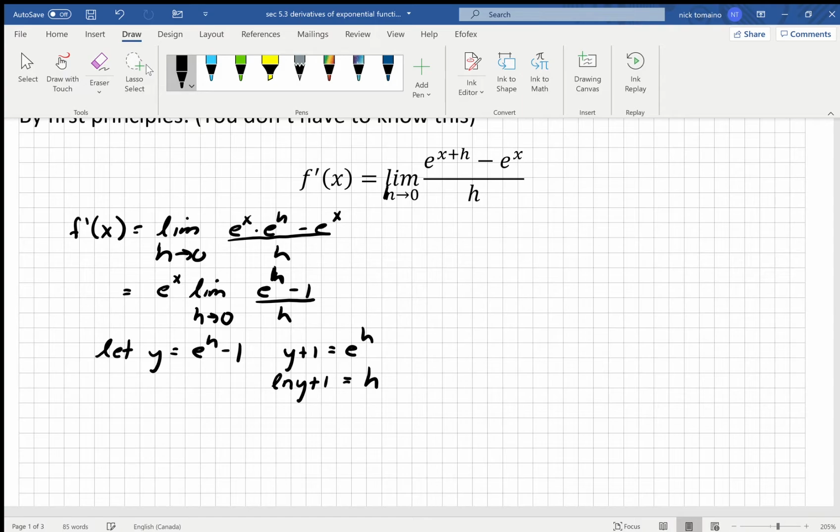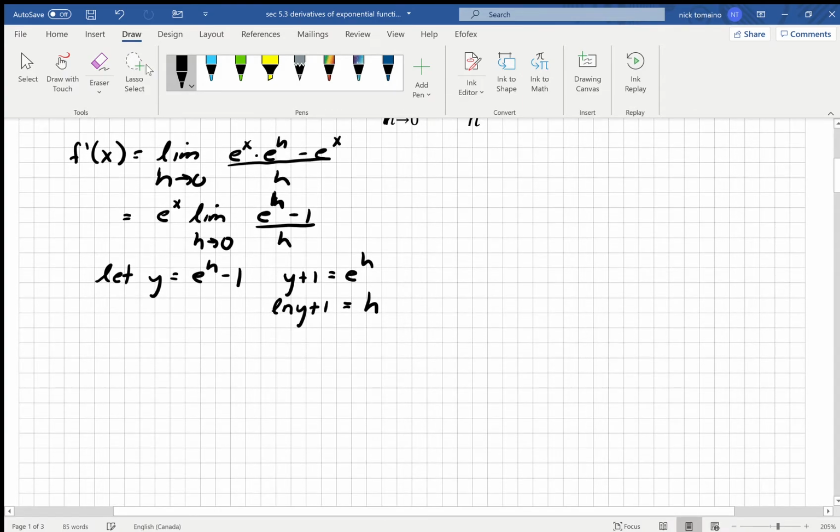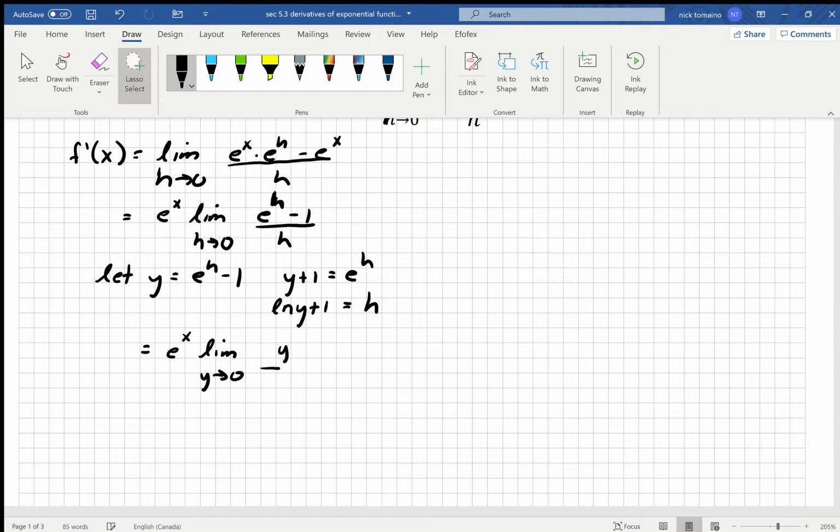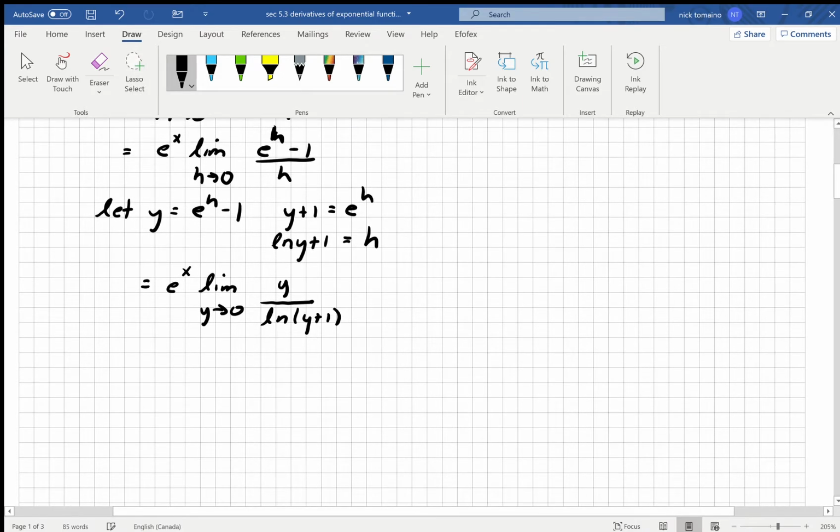So now when we write the limit, instead of putting h goes to 0, we're going to write y goes to 0 because our limit is only going to have y's in it. All right, so we get e to the x times the limit as y goes to 0 of y over the ln of, put it in brackets, y plus 1. Okay, still not much we can do.